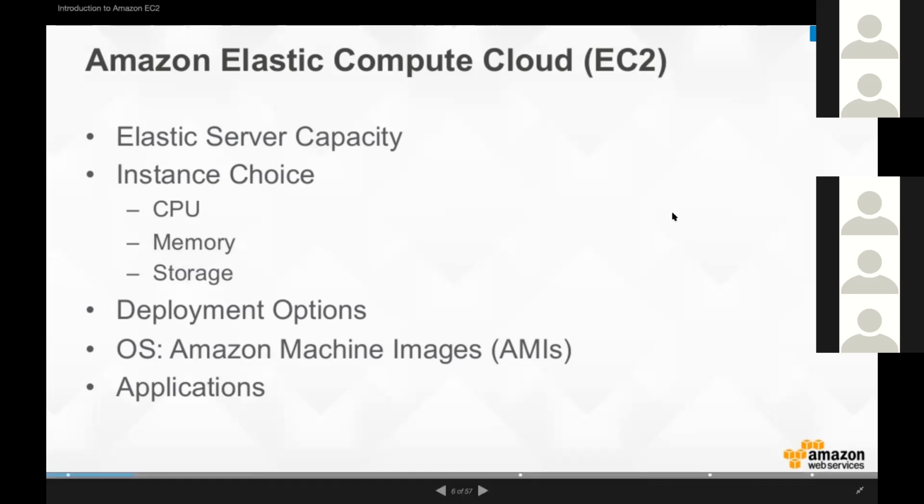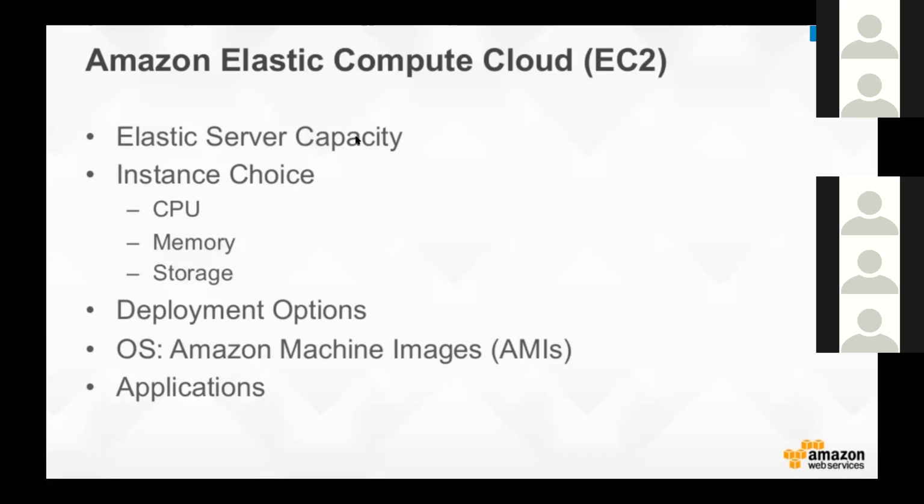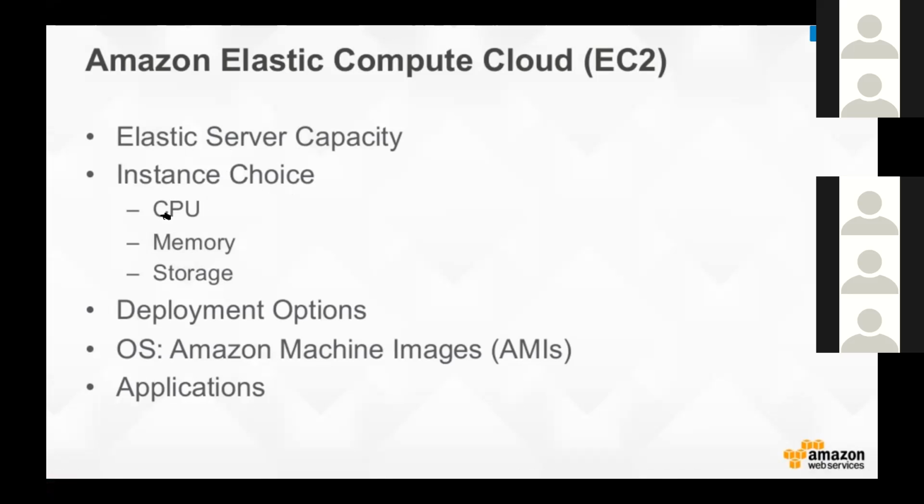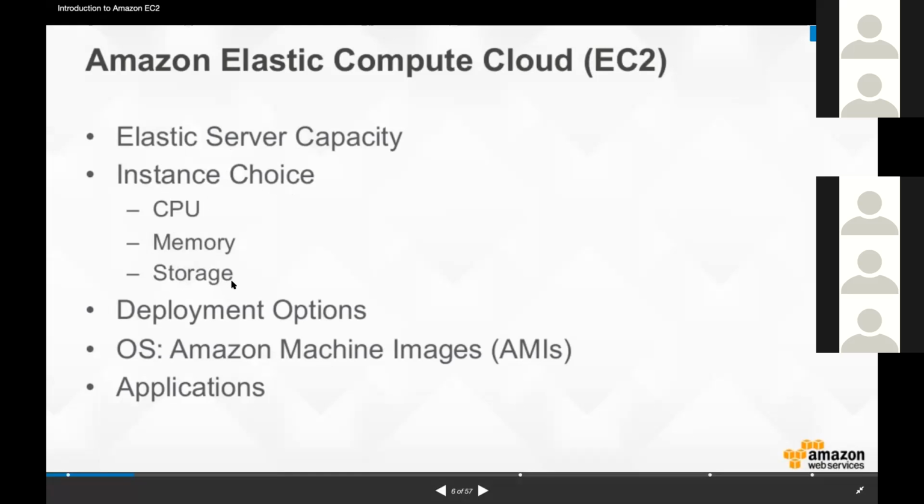So then you have elastic server capacity where you can provision 10 servers and you can stop them or you can terminate them as per your choice. You can choose the instance that you want based on the CPU, memory and storage. CPU and memory, as I said, have t-shirt sizes, and AWS has got t-shirt sizes: small, medium, large, extra large, and things like that. And you can add as much storage as you want to the virtual machine or the EC2 server.